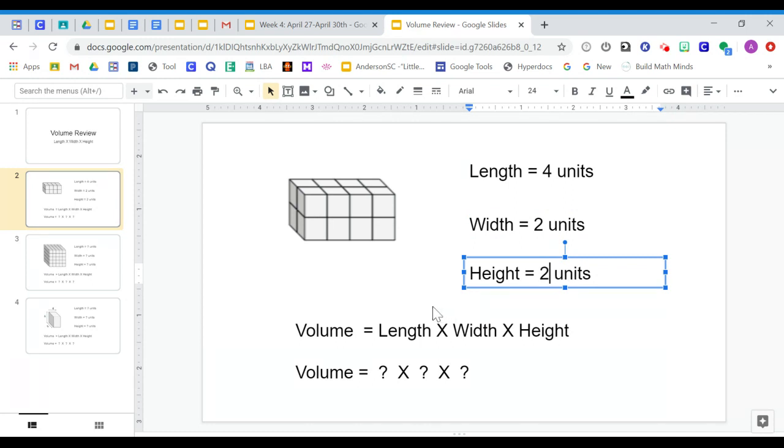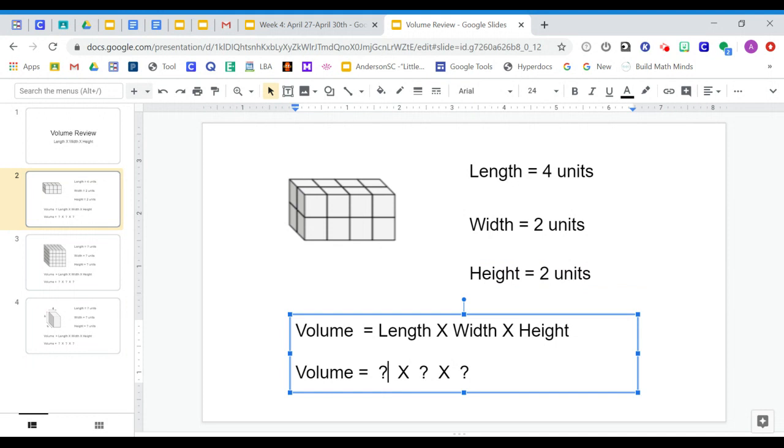In order to find the volume, I need to multiply the length of 4, the width of 2, and the height of 2. So my formula for volume is 4 times 2 times 2. And 4 times 2 is 8, times 2 more is 16. So my total volume equals 16.